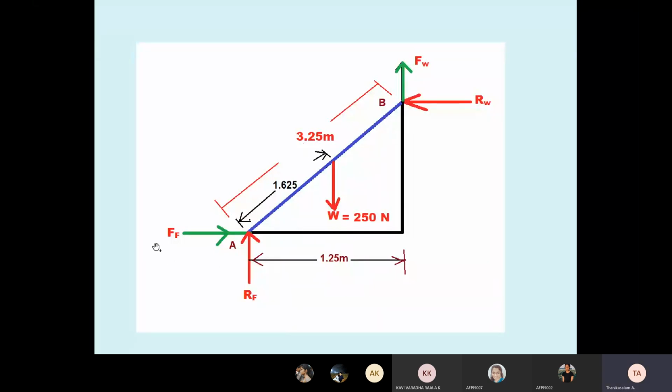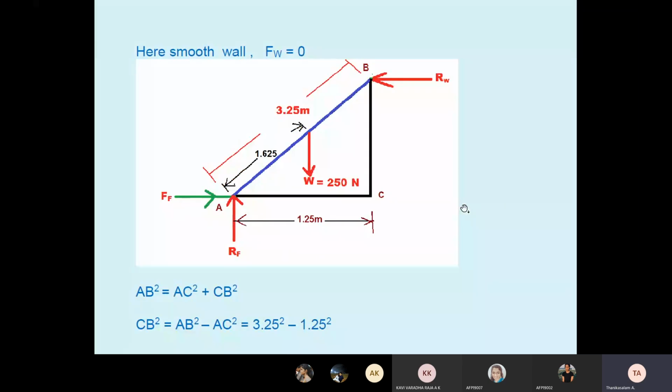Understand? Then friction FF always acts to the right side, and RF, the reaction at the floor, is vertical upward. And the reaction at the wall is to the left side, because the ladder is touching the wall, therefore the reaction is left side. The friction at the wall, FW: here it is a smooth wall, therefore FW is 0. Friction at wall, FW means what? Friction at wall. Therefore I redraw the diagram. So I removed FW. Therefore there is reaction only at point B.